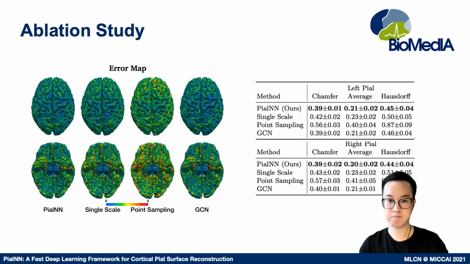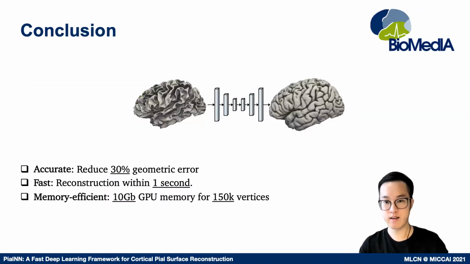In conclusion, the proposed PialNN framework is accurate, fast, and memory efficient, which reduces geometric error by 30% and predicts a high-resolution pial surface within 1 second.